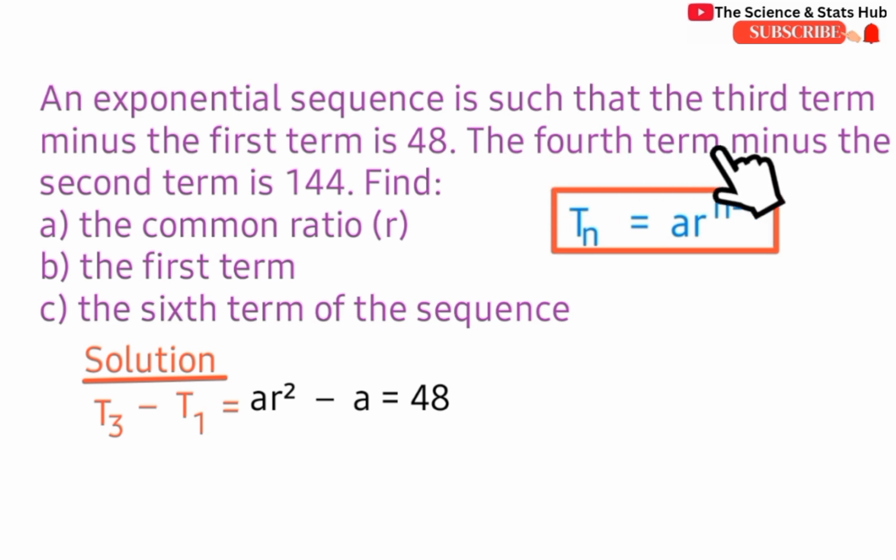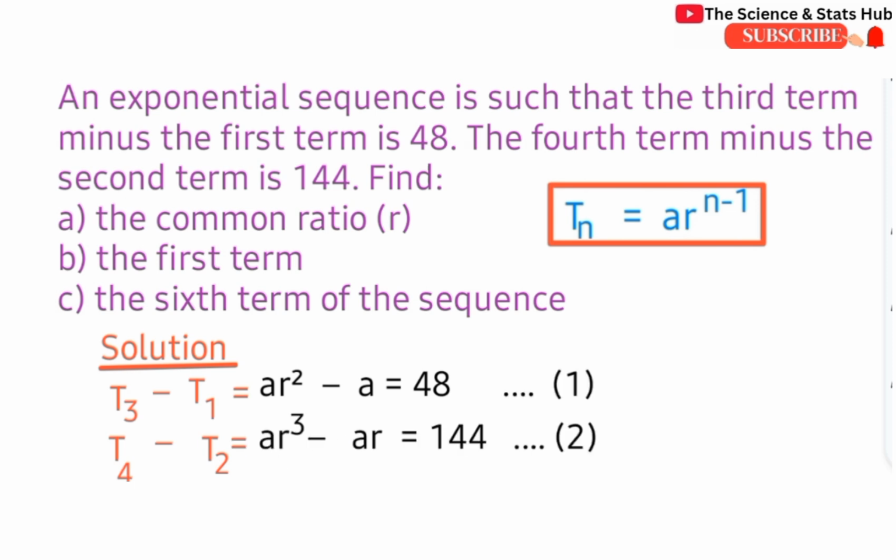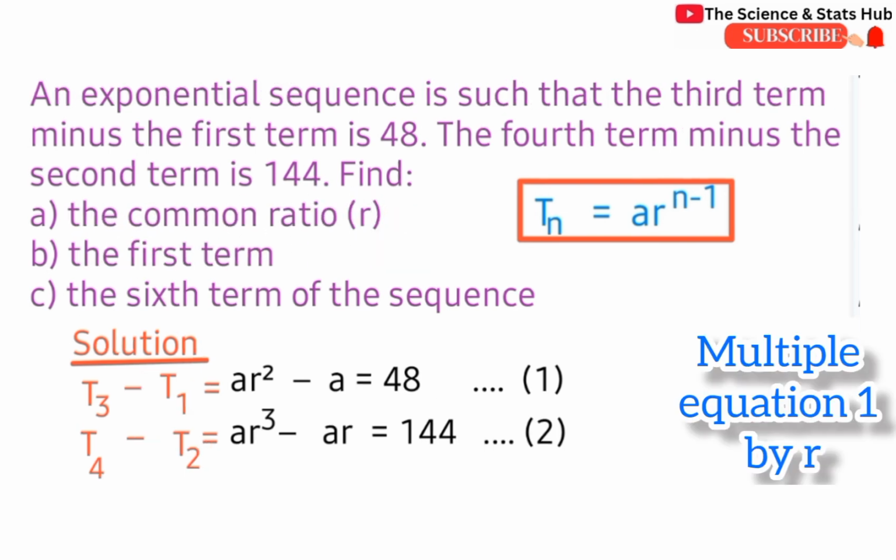The fourth term minus the second term is 144. Applying the usual formula, the fourth term will be AR raised to power n minus 1, being 4 minus 1. Therefore, the fourth term will be AR raised to power 3, minus T2. Applying the usual formula, T2 will be AR raised to power n minus 1, being 2 minus 1, so the power of R here is 1, equals 144. Let's call this equation 1. Also call this equation 2. Before we proceed to finding the common ratio R, let's multiply equation 1 by R.